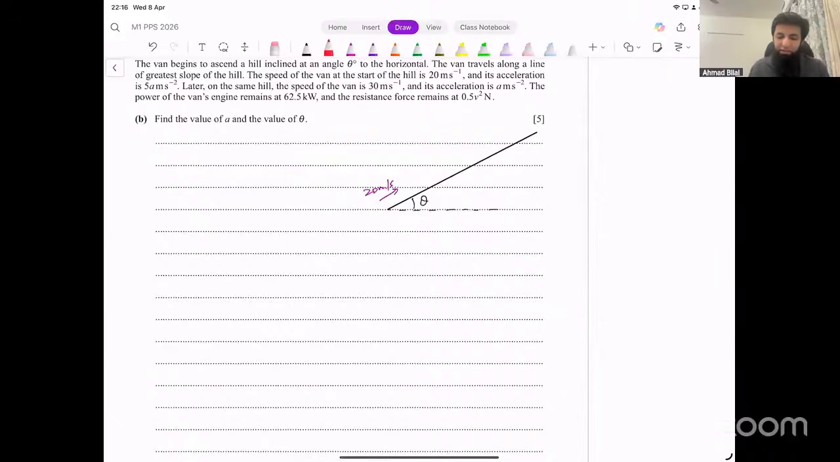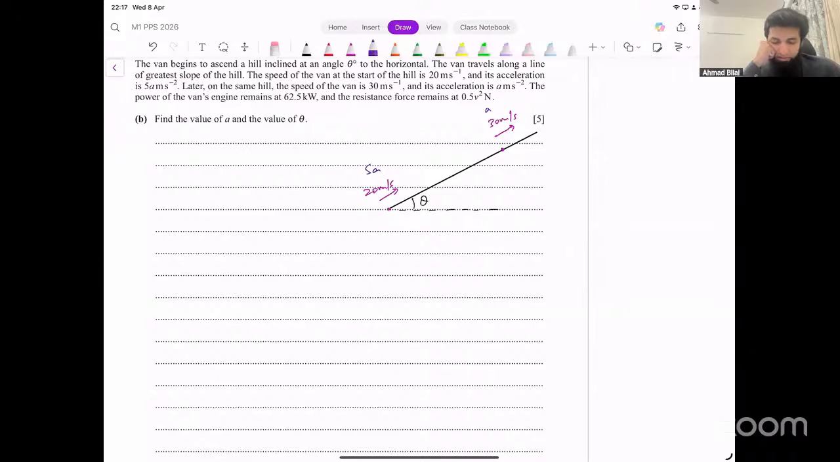Later on the same hill, the speed of the van is 30 meters per second at some point, and its acceleration at that point is a. Okay, so acceleration is not constant because initially its acceleration value is 5 times a, and then at another point on the hill, let's suppose this point here, its velocity is 30 meters per second. And it's ascending, so its velocity is increasing. And at this point, the acceleration value is just a. Earlier, it was 5a. Okay, that's what we are given.